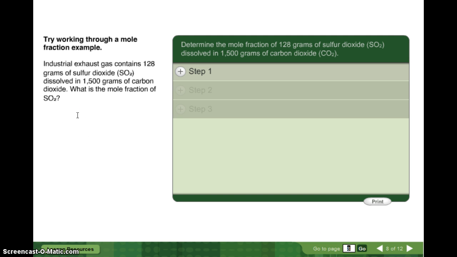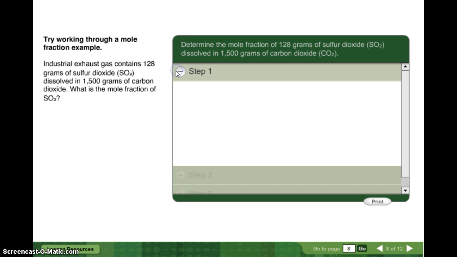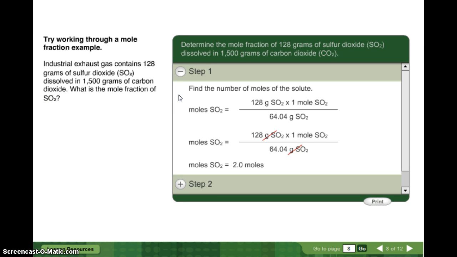So try working through a mole fraction example. Industrial exhaust gas contains 128 grams of sulfur dioxide, SO2, dissolved in 1,500 grams of carbon dioxide. What is the mole fraction of SO2? Step 1, find the number of moles of the solute, okay, because that's what we're asking about. We're asking about the mole fraction of the SO2. So that's what's going to go on the top of our final fraction. So to find that, we need to say that, okay, we have 128 grams.